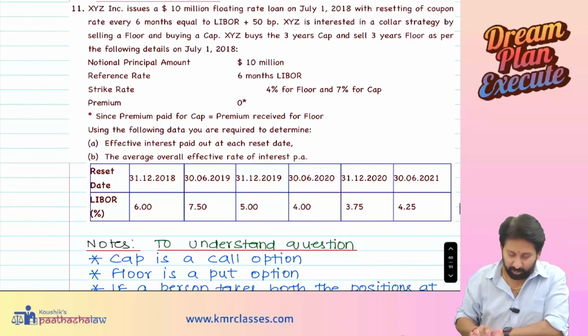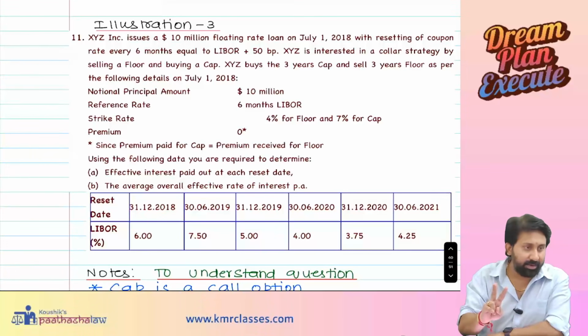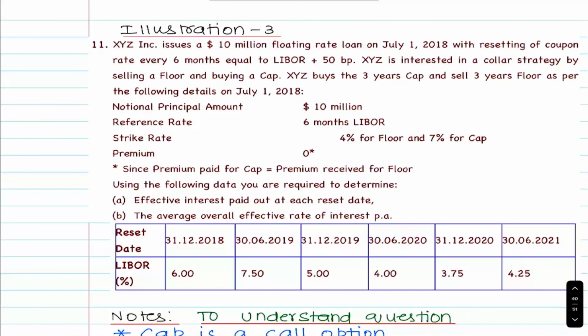Okay. XYZ issues a 10 million floating rate loan. Sorry, do one thing. Read the question first. Take 2 minutes, I will wait for you. Once you read, we'll go into discussion and the final answer. If you understand this question, there is no need to do any other interest rate caps, floors, collars, because this is a combination of all the three. That's why it is 10 marks.